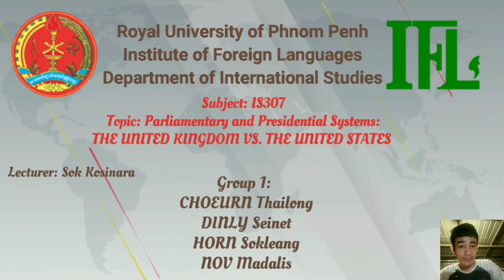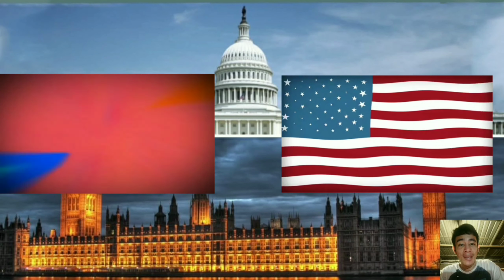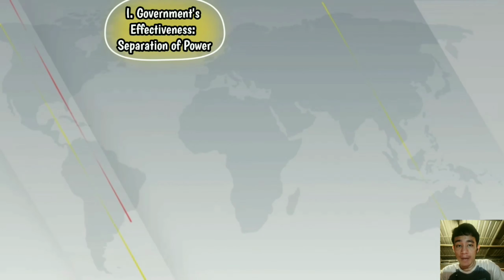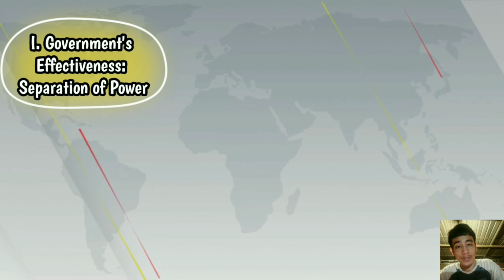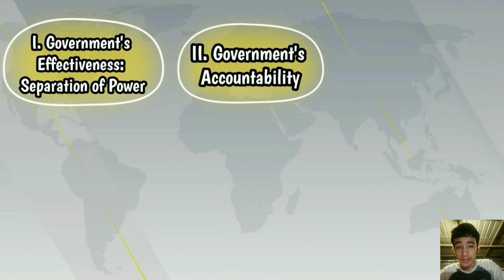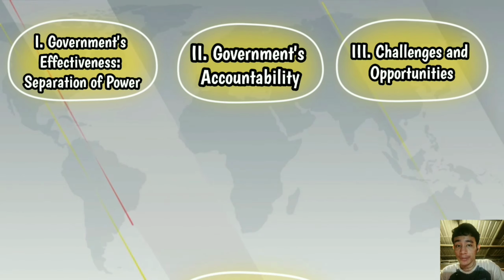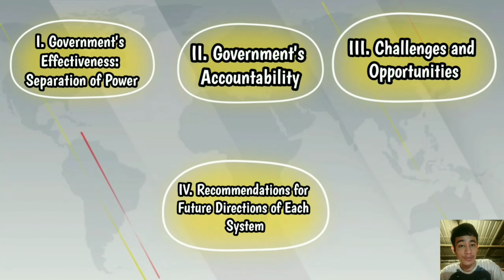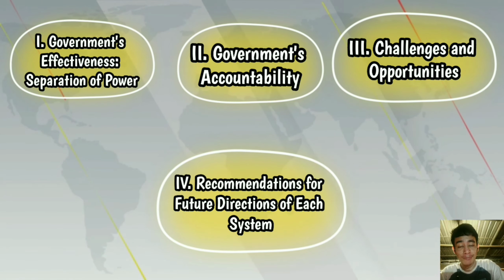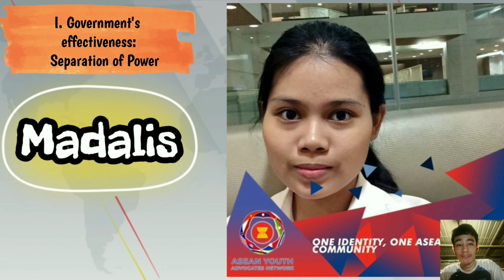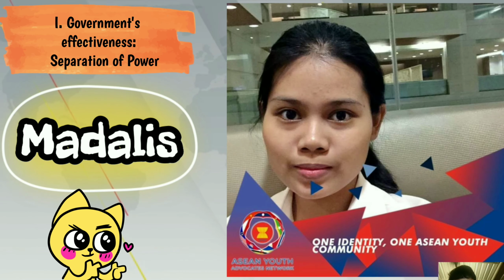In this video, we're going to be bringing your attention toward the comparison of the presidential and the parliamentary system between the United Kingdom and the United States of America. To begin with, we're going to look into the government's effectiveness in terms of separation of power, the government accountability, challenges and opportunities both states may have, and last but not least, recommendations for the future directions of each system. So without further delay, let's find out, and at least we'll be covering the first part for you. Let's rock and roll.